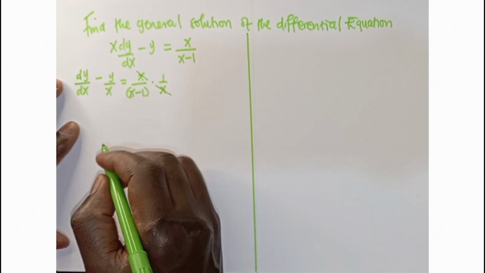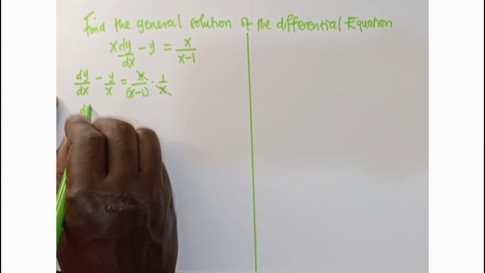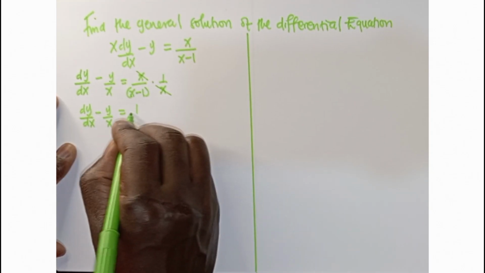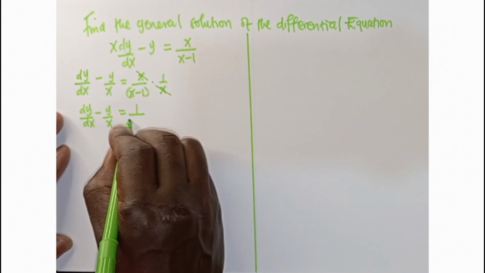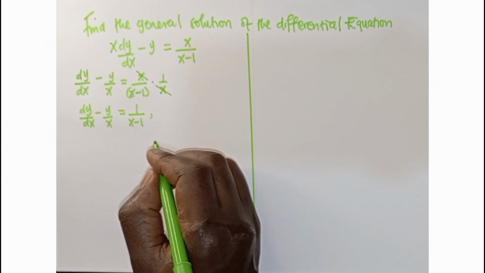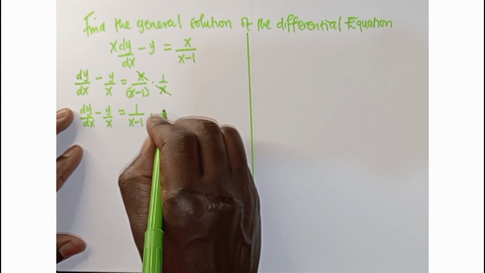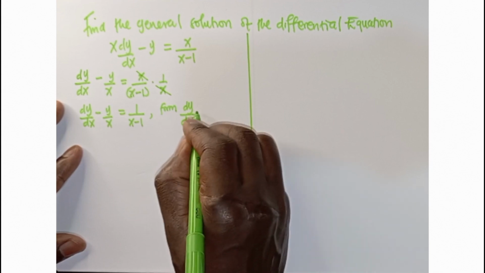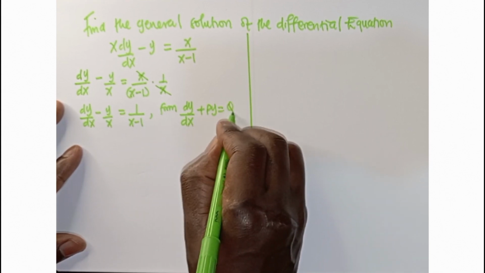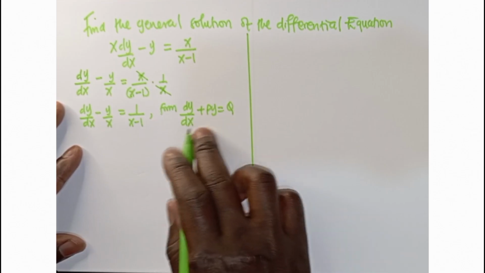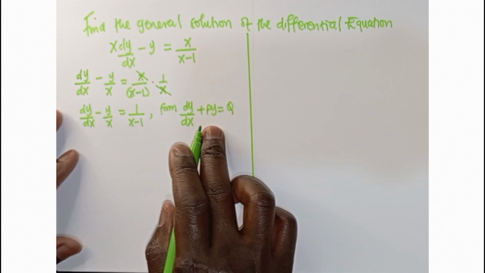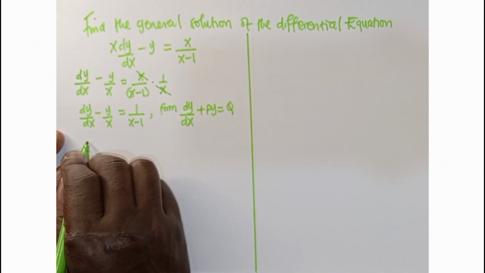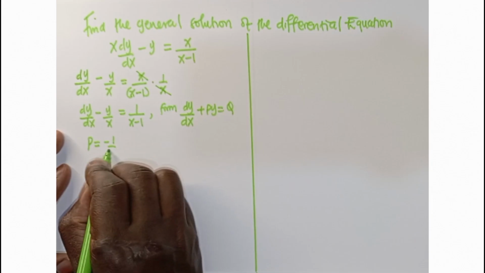So this can go with this. We have dy by dx minus y out of x is actually equal to 1 out of x minus 1. Now, when we say that this is linear, it obeys the form dy by dx plus py is equal to q. Therefore, we can go ahead and identify p from here. Our p is actually negative 1 out of x.